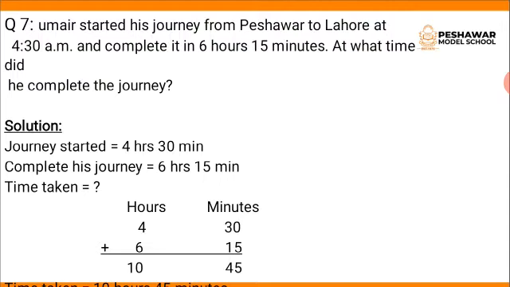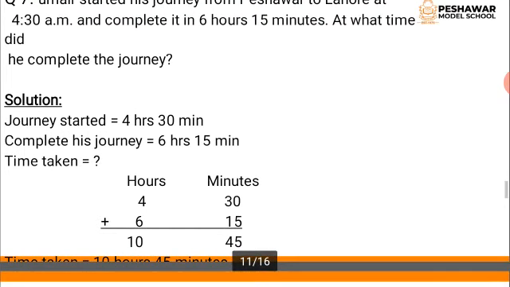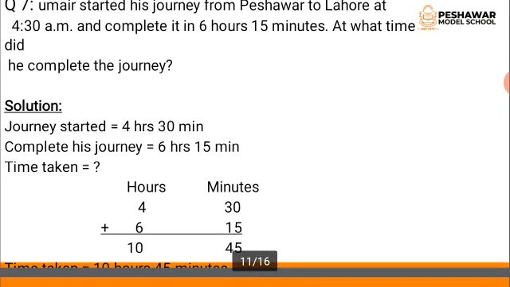We have to find the time. How much time did he take? He started his journey at 4 hours 30 minutes and completed his journey in 6 hours 15 minutes. We have to find the time. So simply add these numbers. 0 plus 5, 5. 3 plus 1, 4. 45 minutes. 4 plus 6, 10. Time taken: 10 hours 45 minutes.